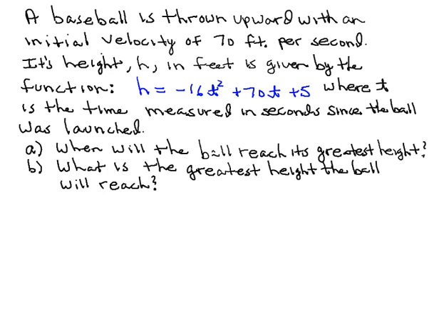We're told that we have a baseball that's thrown upward with an initial velocity of 70 feet per second. Its height h in feet is given by the function, which you can see highlighted in blue here. H is equal to negative 16t squared plus 70t plus 5, where t is the time and it's measured in seconds since the ball was launched. So we have two questions to answer. First, when will the ball reach its greatest height? And what is that greatest height?